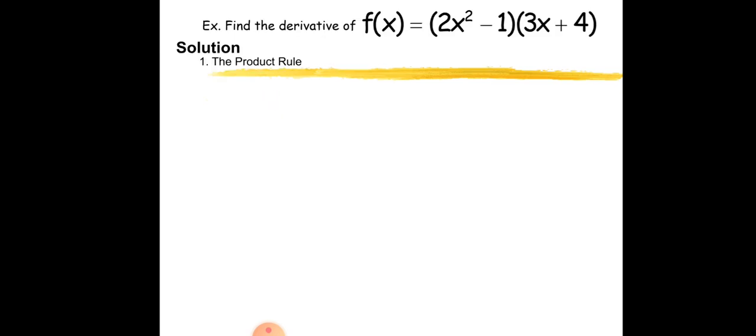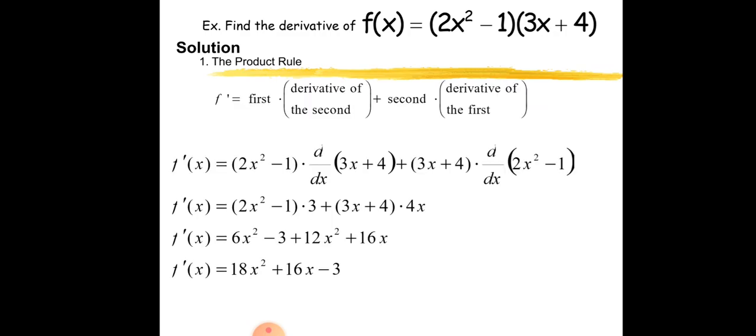For example, if you have f of x equals x squared minus 1 times 3x plus 4, and you want to find f prime, or the first derivative, you have to use this rule. F prime equals first times derivative of the second plus second times derivative of the first. Apply this rule. First, which is 2x squared minus 1 here, times the derivative d dx of the second, which is 3x plus 4, plus second, 3x plus 4, times the derivative of the first, d dx of 2x squared minus 1.